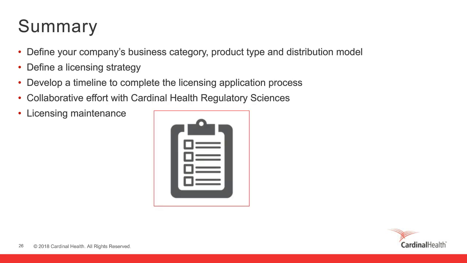So, in summary, we have discussed the importance of defining your company's business activity, product type, and distribution model. These factors ultimately determine a state licensing strategy and timeline to obtain the necessary state licenses. We also discussed the collaborative effort between your company and the Cardinal Health state licensing team. And finally, we provided some insight on how the state licensing team will maintain and monitor your licenses to maintain compliance.